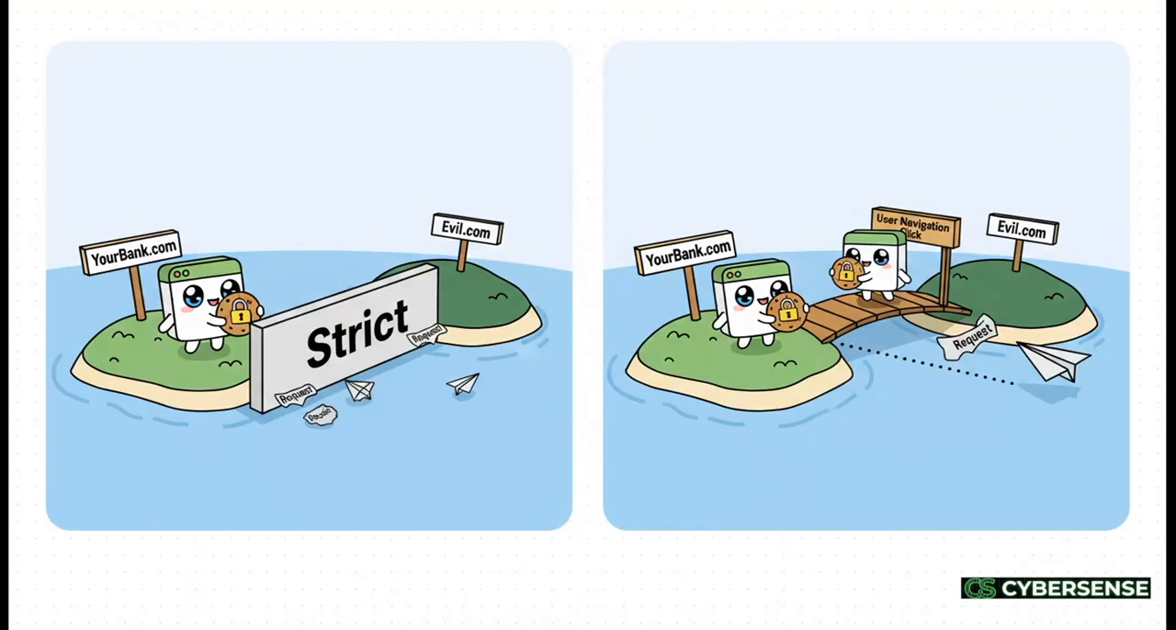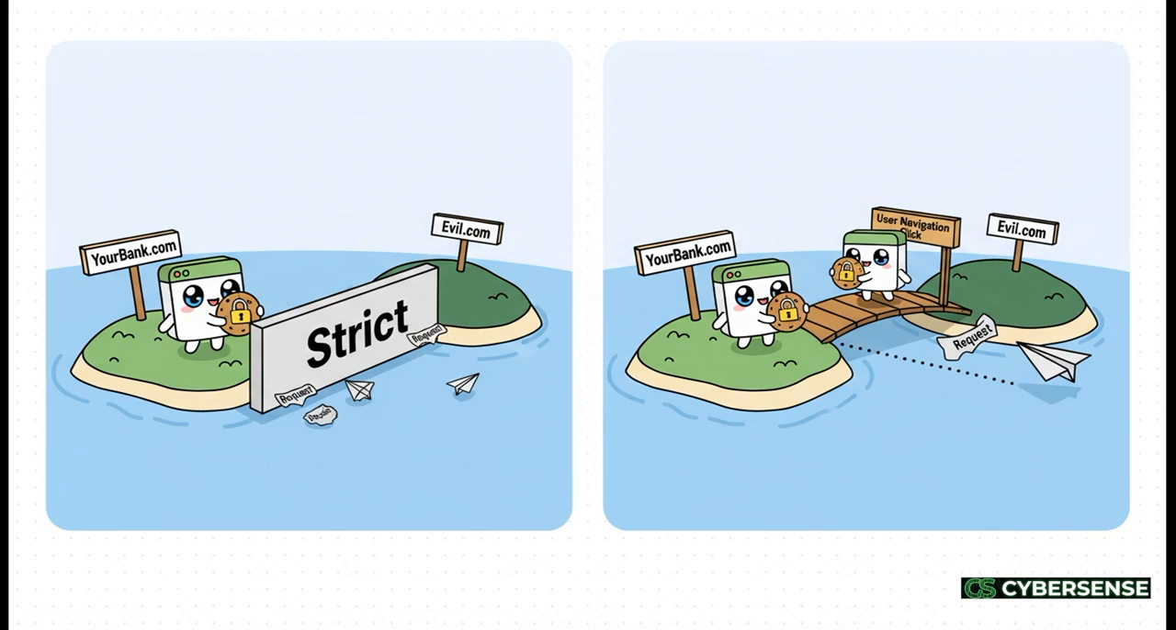Another really powerful modern defense is the same-site cookie attribute. And this is a protection that's built right into your browser. By setting a cookie's flag to strict, a developer is basically telling the browser, hey, never send this cookie with requests that come from other websites. This just shuts down the attack completely.